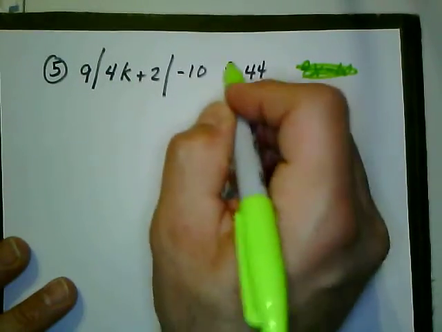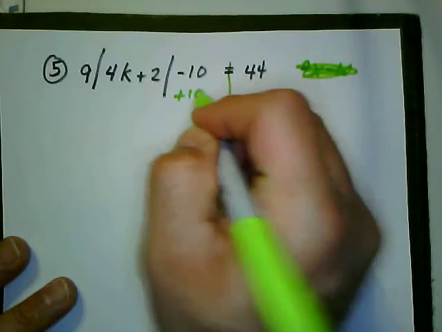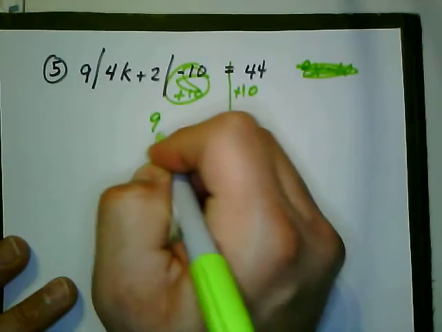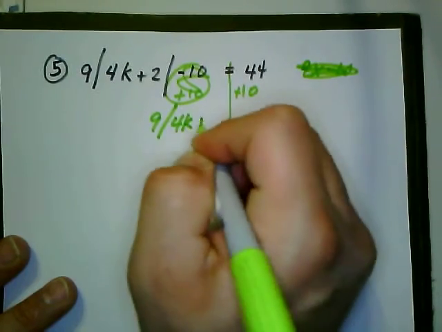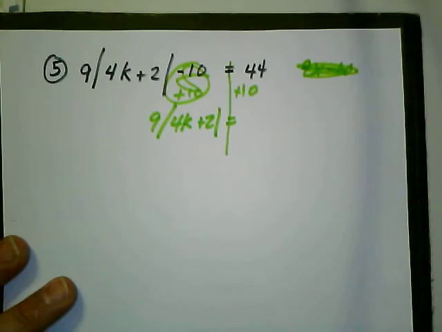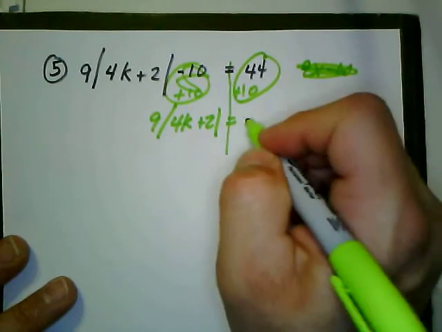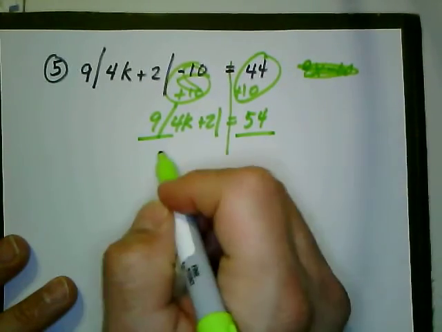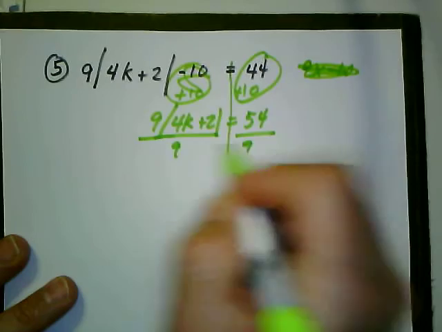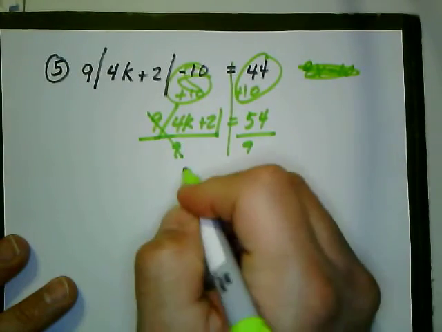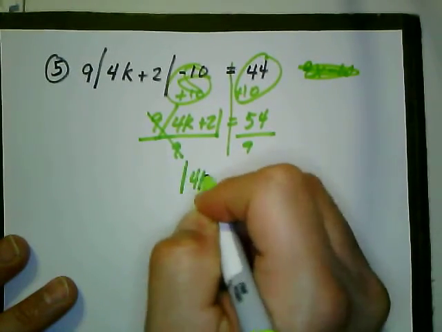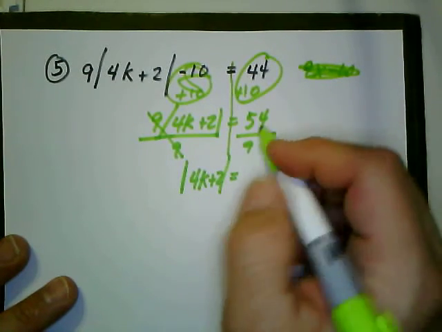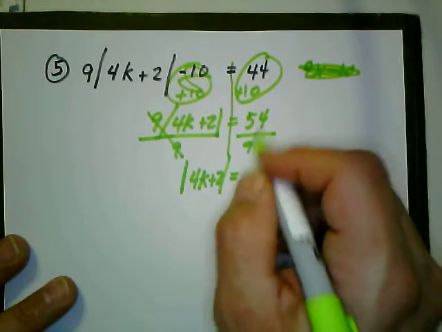So the first thing we're going to do on this equation is go ahead and add 10 to both sides of the equation. Our 10s are gone. We're left with that whole thing, 9 absolute value, 4 times k plus 2 absolute value symbol. And 44 plus 10 is 54. We're going to divide everything by the 9. That's that part. We're left with that absolute value, 4k plus 2 equals, and 54 divided by 9, that would be 6.